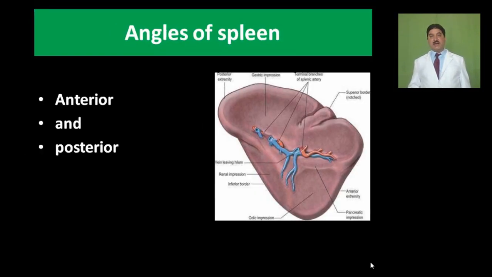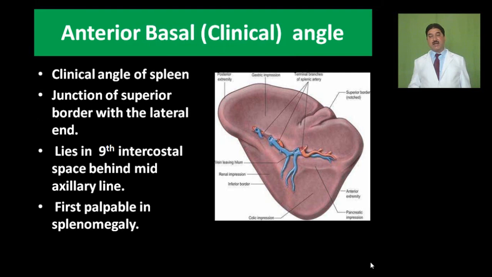Spleen has two angles, anterior and posterior angle. Anterior angle is called the anterior basal or clinical angle of the spleen. Clinical angle of the spleen lies at the junction of the superior border with the lateral end. It lies in the ninth intercostal space behind the axillary line. The importance of this angle is that it becomes first palpable in case of splenomegaly. That is why it is called the clinical angle of the spleen.